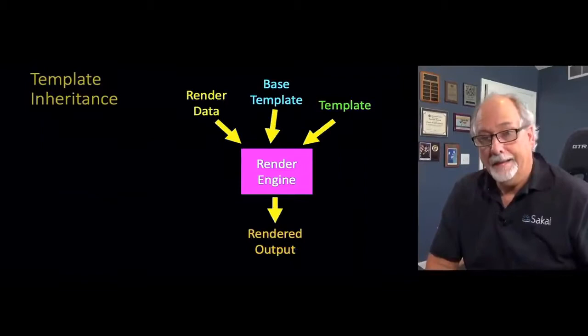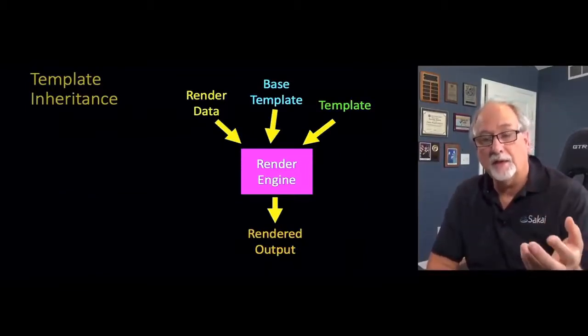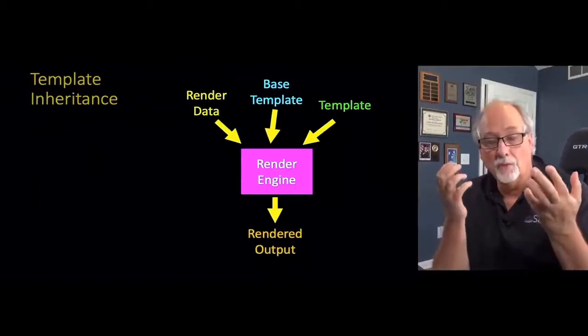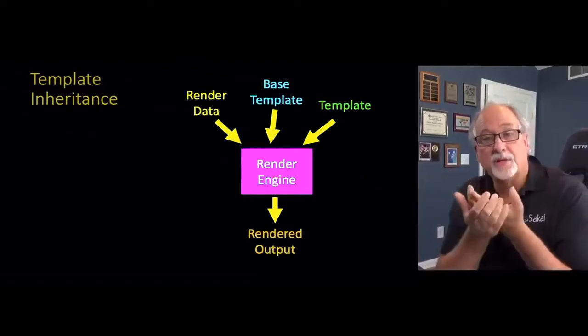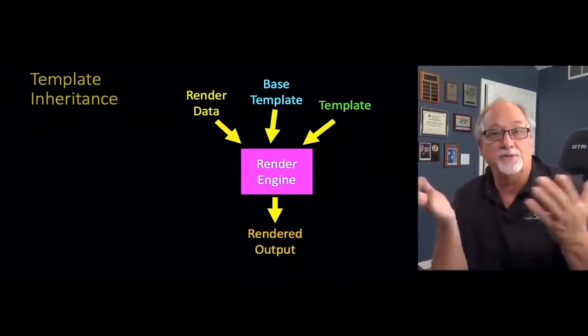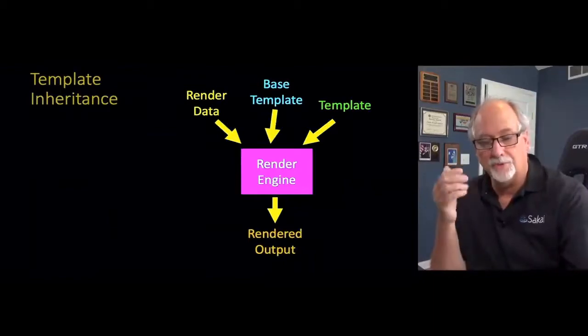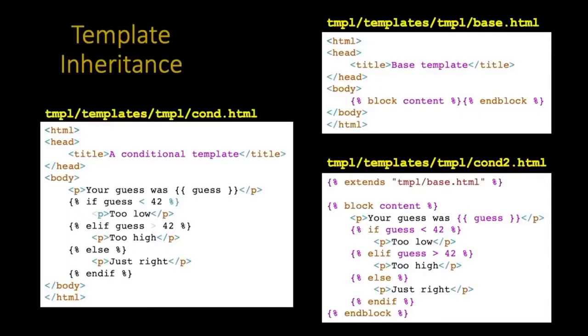So template rendering basically says, okay, here's some rendered data and here's a template. What happens now is there's this thing called a base template, and the base template and the template combine together to be sort of like the ultimate template, and then you pass in the rendered data and produce the rendered output.